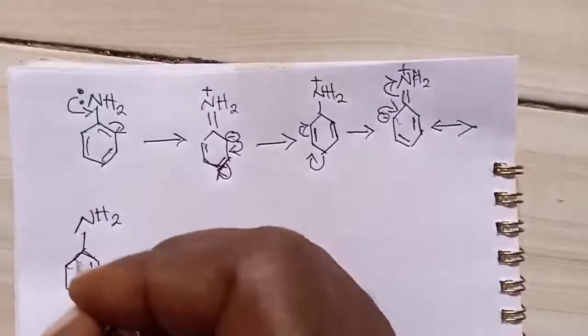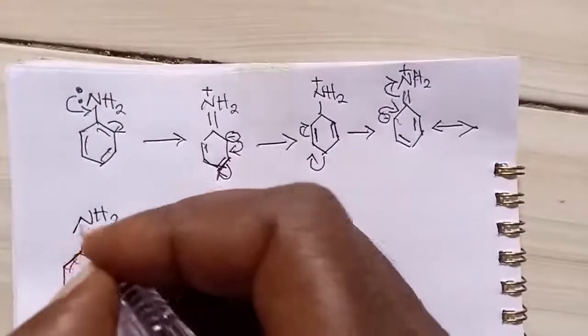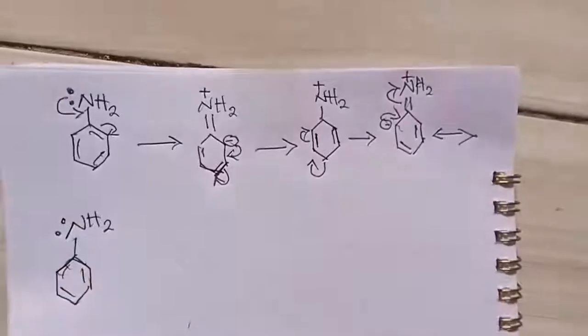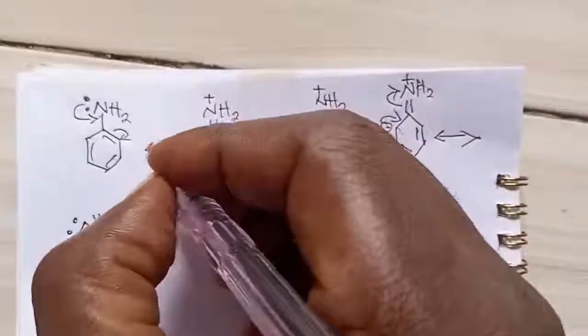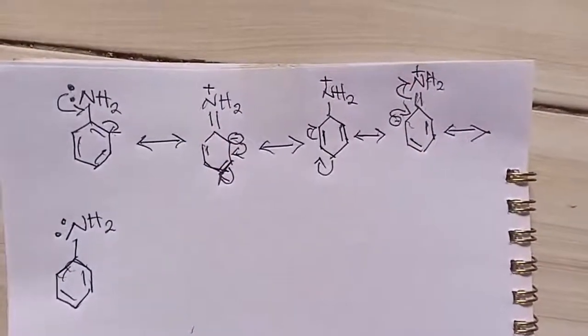Where it started originally. So you will still have back your lone pair electron. And remember, it goes back and forth, continues to go on and on.